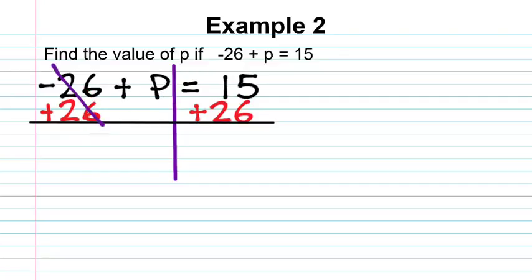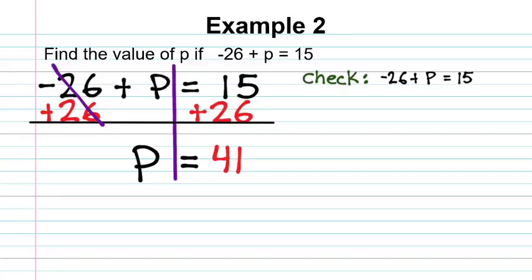I'm left with a positive p, so I have p equals 15 plus 26 for a grand total of 41. And then I can go back and double check my work and make sure everything is right. I go ahead and say negative 26 plus p equals 15. So rather than having this variable here I can replace it with 41, and then when adding these two together you definitely get 15. So we know that we did our work right. So our final answer, p equals 41, is accurate.